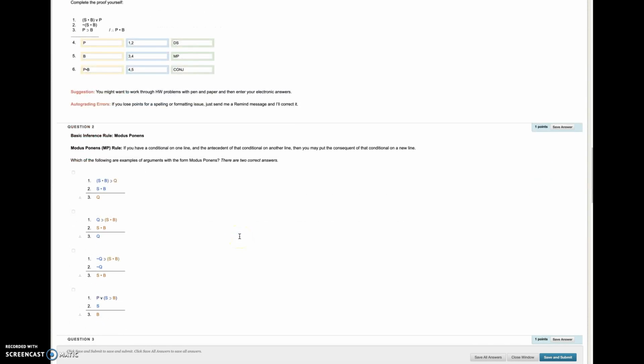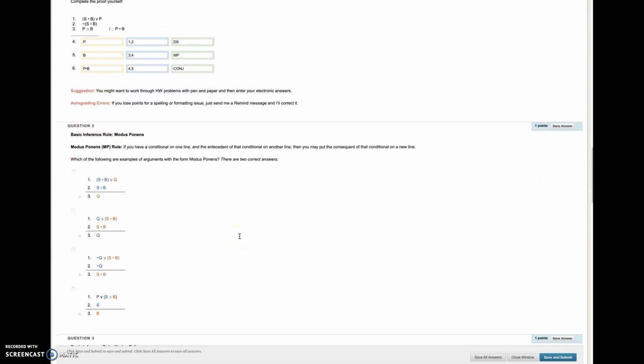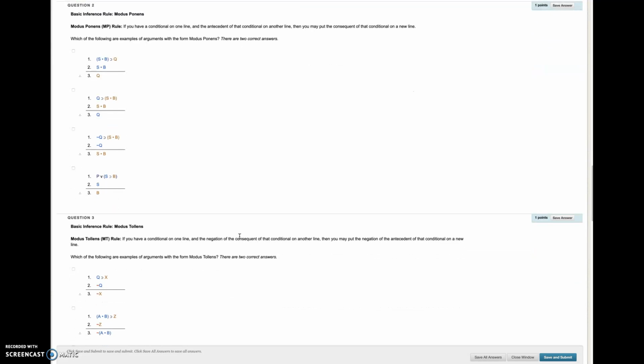Okay, so now we're going to go back a step and work on the rules here. The next questions just ask you to identify whether or not these are examples of the rule being applied. So first and foremost, we have the modus ponens rule. That rule says if you have a conditional on a line and you have the antecedent of that conditional on another line, then you may put the consequent of that conditional on a new line. So which of these 4 examples, and there's more than one, there's 2 correct answers, fit that pattern?